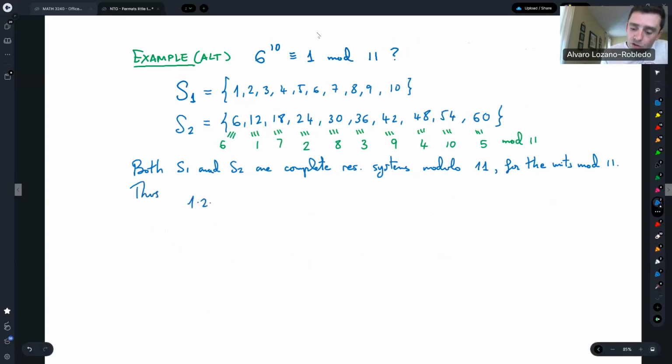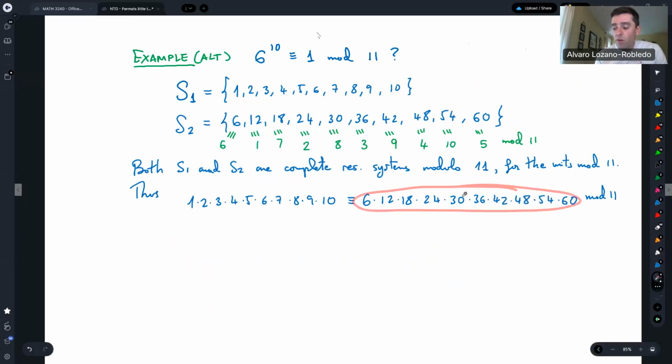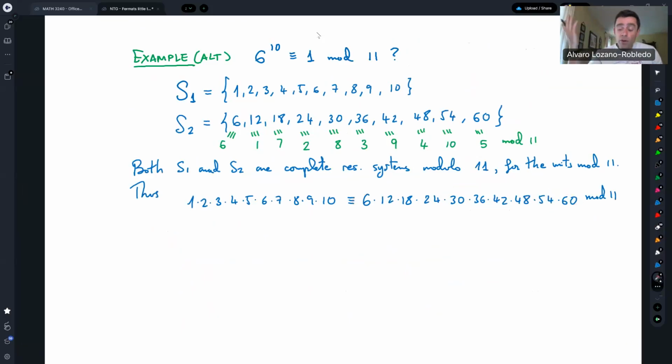So 1 times 2 times 3 times 4 times 5 times 6 times 7 times 8 times 9 times 10 has to be the same as if I multiply 6 times 12 times 18 times 24 times 30 times 36 times 42 times 48 times 54 times 60 modulo 11, because they are the same classes, except that on the right hand side I have a rearrangement of the classes modulo 11. Okay, but then they have to give me the same number.